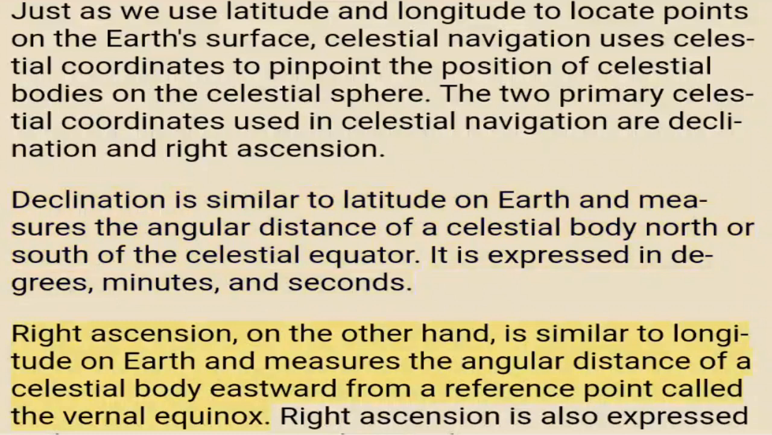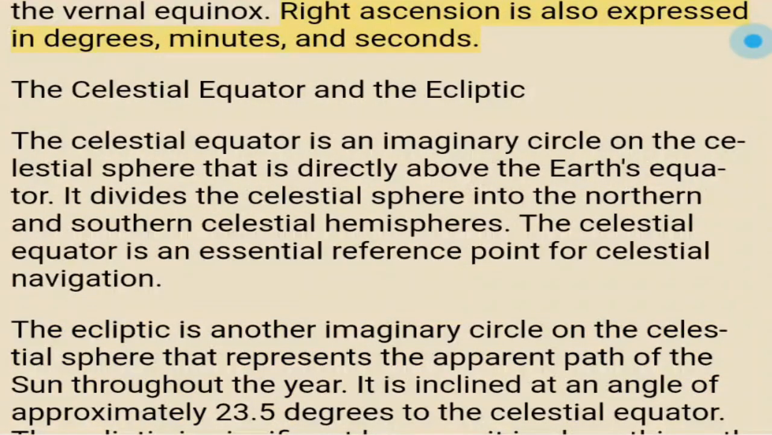Right ascension, on the other hand, is similar to longitude on Earth and measures the angular distance of a celestial body eastward from a reference point called the vernal equinox. Right ascension is also expressed in degrees, minutes, and seconds.